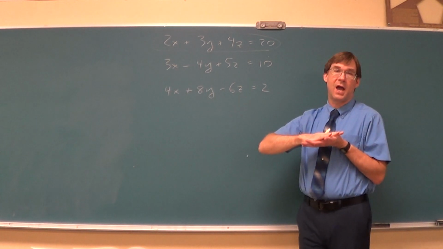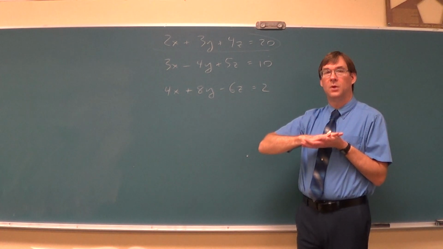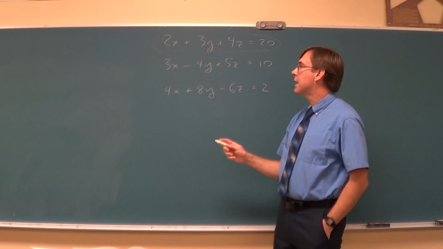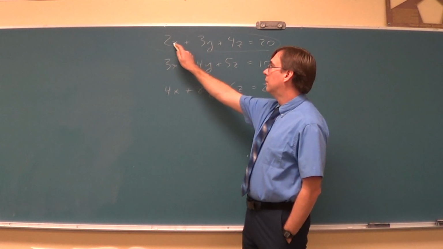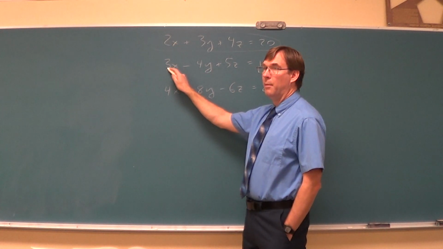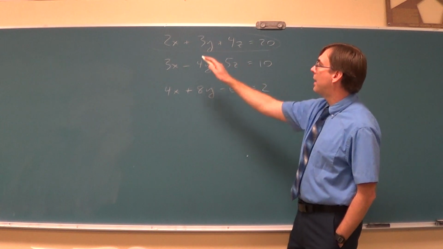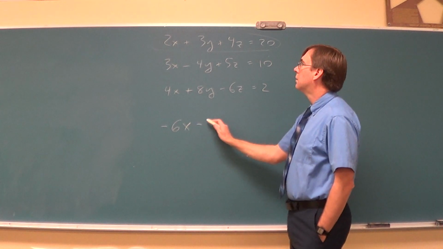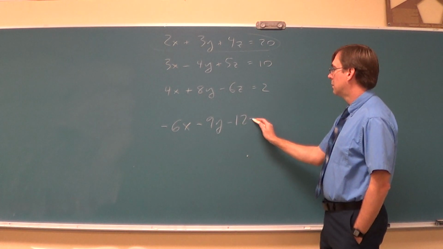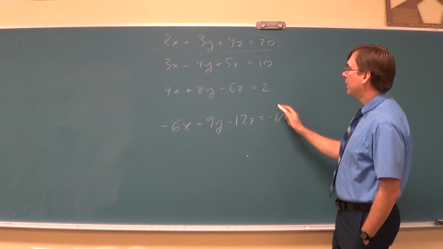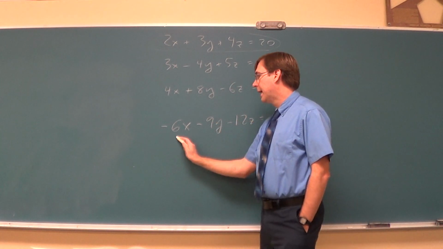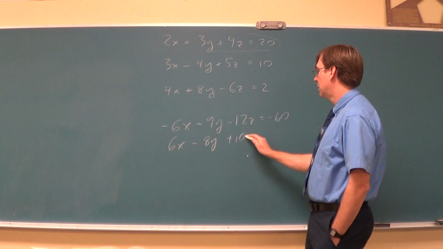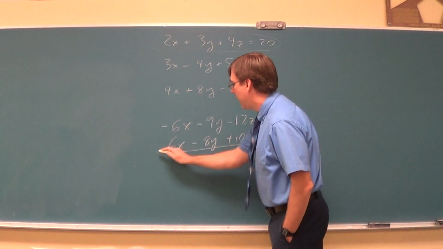So when we add, we like to have some opposites. We don't have them right now. So how, focusing on the 2 versus the 3, could I create some opposites? Multiply the top by -3, and multiply the middle one by 2. So if I multiply the top by -3, I'd get -6x, minus 9y, minus 12z, equals -60. Agreed. And if I multiply the middle row by 2, I'd get 6x, minus 8y, plus 10z, equals 20. Agreed. I'll add those together.